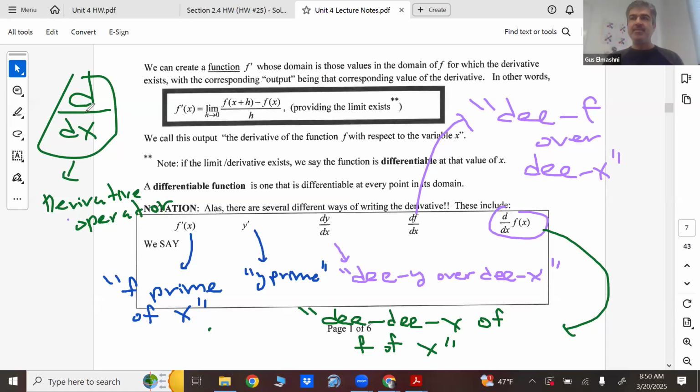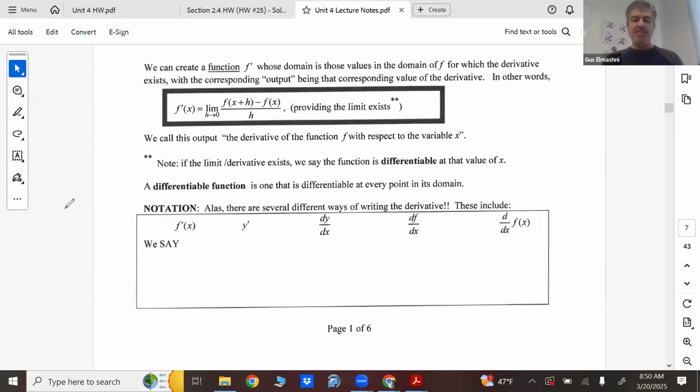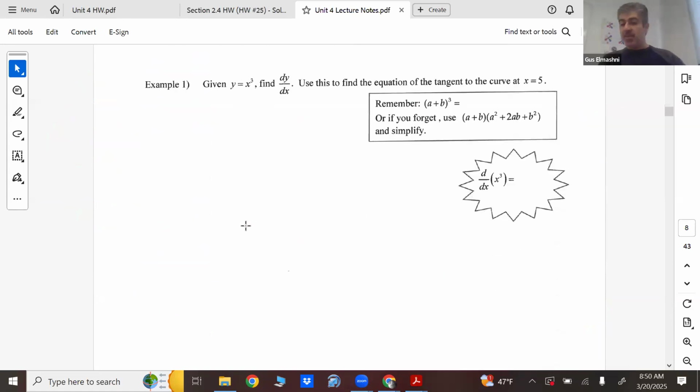Will a function ever have two derivatives? Oh yeah, we'll do second derivatives also. That's acceleration, by the way, which you probably learned in physics. So all right, let's keep moving here. Let's just do it now.